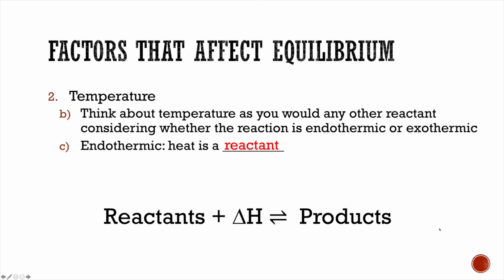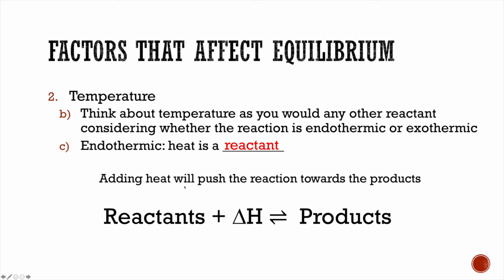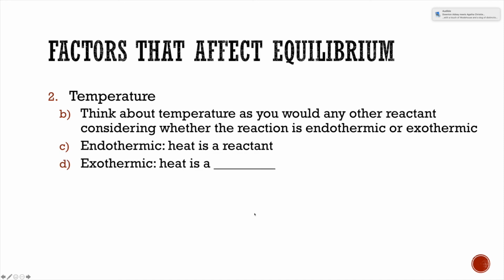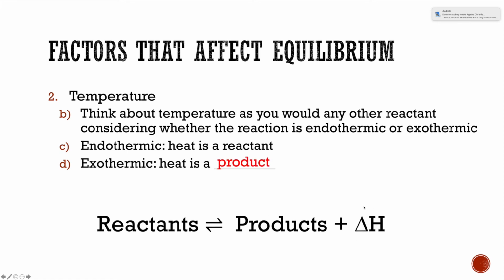So in terms of equilibrium, right, adding heat will push the reaction towards the products, right? So when I'm adding heat, I shift to the opposite side, to the right. Same is true if I'm removing heat, I'll push it to the same side, to the left, to replace that heat. Now this only works for endothermic where that delta H is on the left. Right? With exothermic, heat is produced. That means that heat is a product. So my delta H now is on the right side.